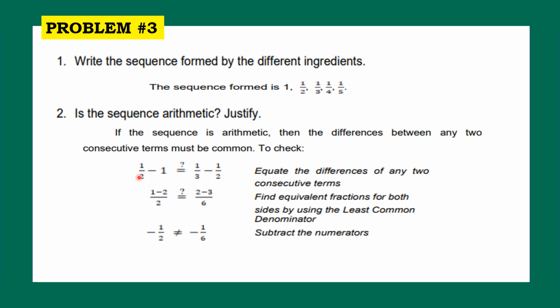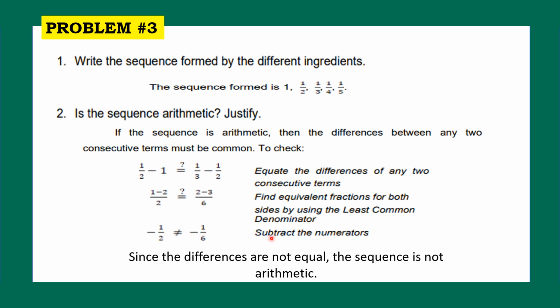So we simplify 1/2 minus 1, and that is negative 1/2. 1/3 minus 1/2, and that is negative 1/6. So, since the differences are not equal, the sequence is not arithmetic. Now, for the third question, is the sequence geometric? Let us also justify that.